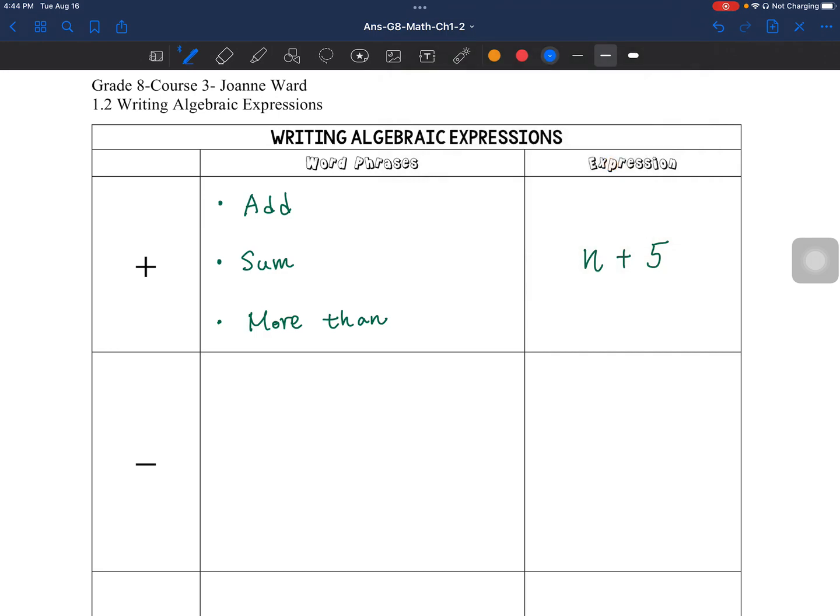When we have minus, we can go with subtract. We can go with difference. We can go with less than. So x minus 11: subtract 11 from x, the difference between x and 11, 11 less than x.